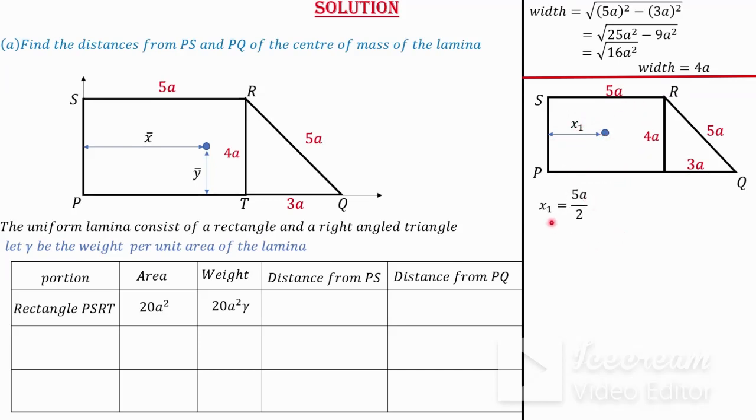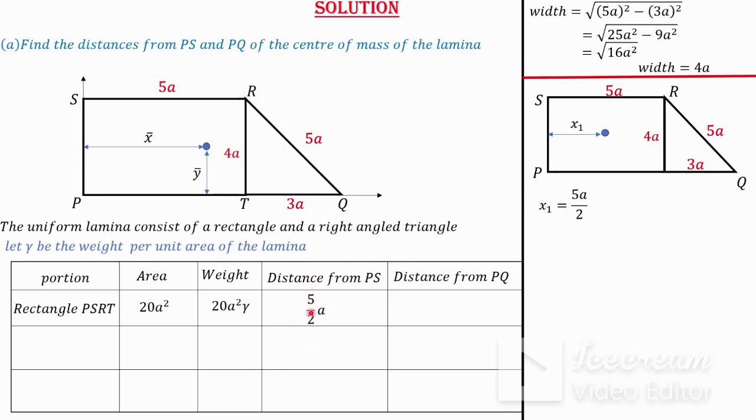And we can clearly say that this x1 is actually 5a divided by 2. That is the half length, the half of the length, which is 5a divided by 2. So knowing already the distance from PS, which is 5a divided by 2, we can then come out.